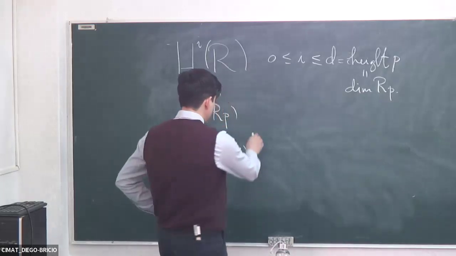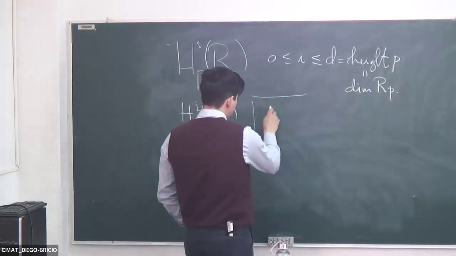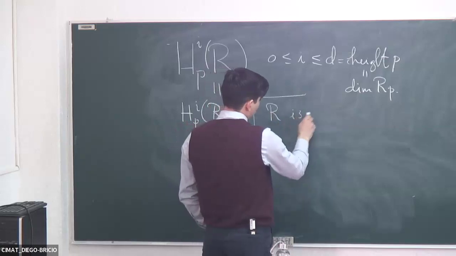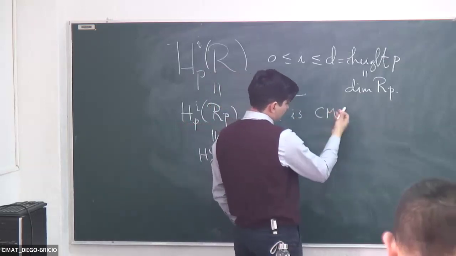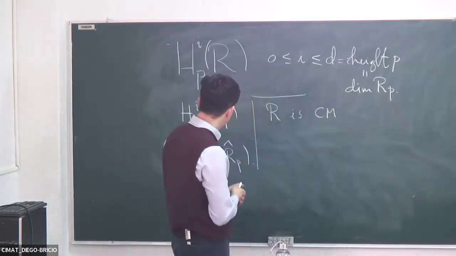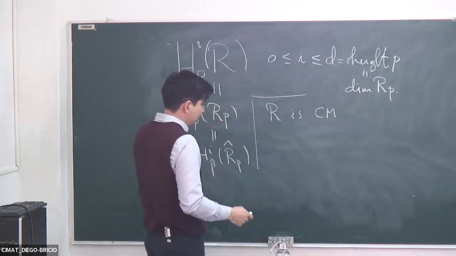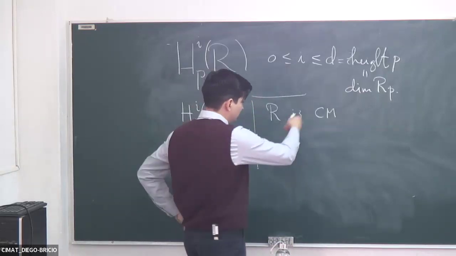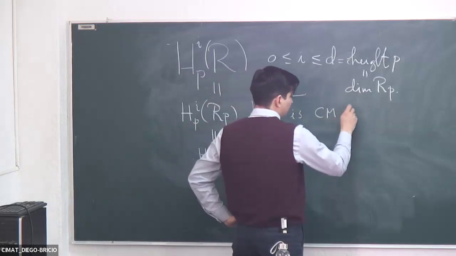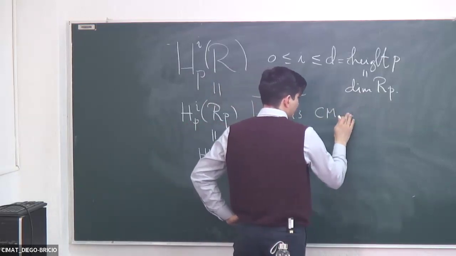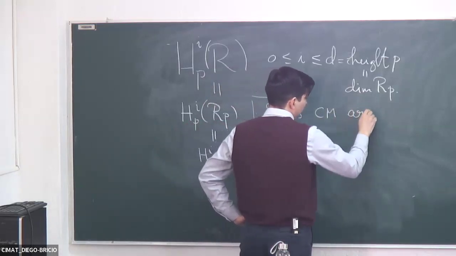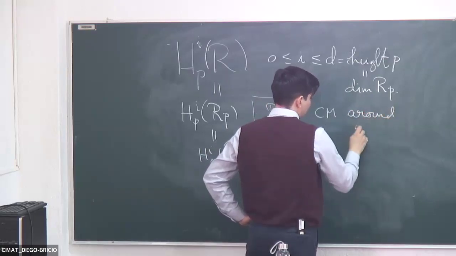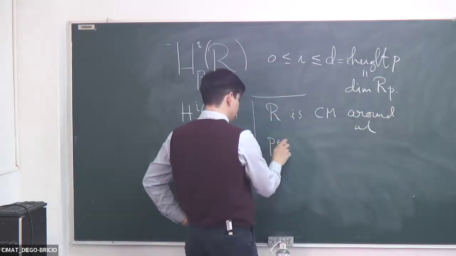So we can say that R is Cohen-Macaulay, well, everywhere, or you can also say around P. Depends on your focus, but you can say R is Cohen-Macaulay, well, let's say around or at P, right?